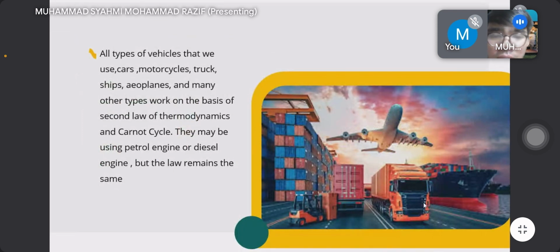So let's look into examples from our daily life. All types of vehicles that we use, cars, motorcycles, trucks, ships, aeroplanes, and many other types, work on the basis of the second law of thermodynamics and the Carnot cycle. They may be using a petrol engine or diesel engine, but the law remains the same.